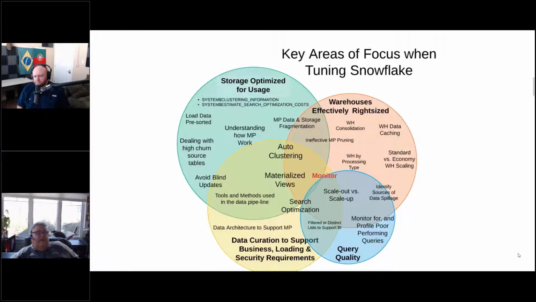This diagram has a whole lot going on, but just to talk about it a little bit, we've got three circles here. These are the key areas that we're focusing on when tuning performance in Snowflake, making sure that we're not doing things that cause negative performance. We've got the blue circle, query quality. We need to make sure that we're writing good SQL. Snowflake is SQL, so we need to make sure that we're writing good queries. There are some things that go in there, but we're not going to talk a lot about that today.